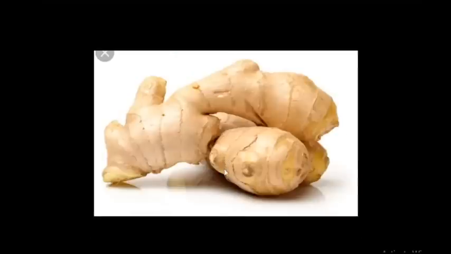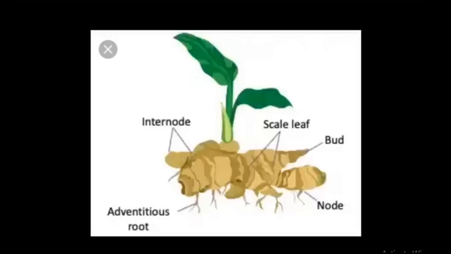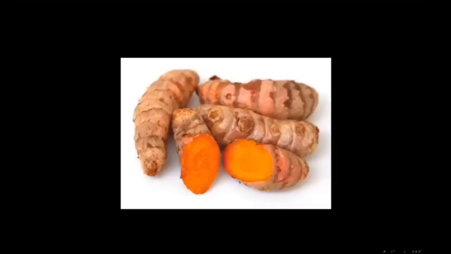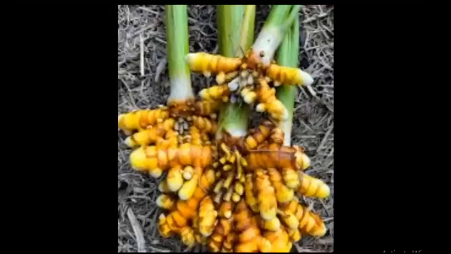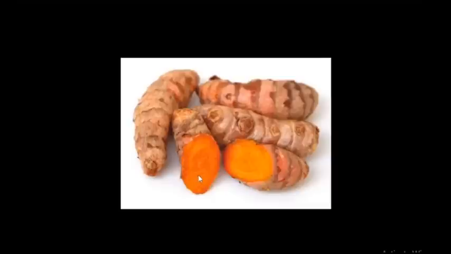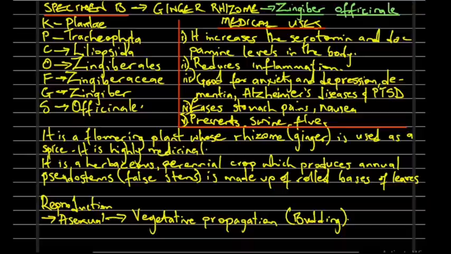We can see it. So ginger has a light brown skin color, and inside it is more or less brown as well. So we should not take them for one another. So this is turmeric. This is the plant of turmeric. You can see it here. We try as much as possible not to mismatch them at any point in time. So that is basically what our specimen B is talking about.